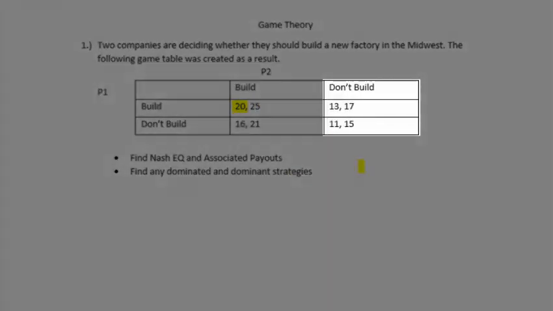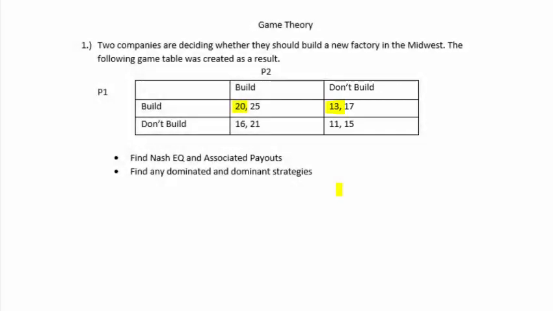Now if player 2 was to choose don't build a new factory, player 1 would compare the 13 and the 11 and see that 13 is the higher number, so we highlight that in yellow to show this is player 1's decision. So player 1 will always choose build no matter what in this scenario. Now that player 1 has found their most likely decision, player 2 is also going to make their decision based off of player 1's choices.